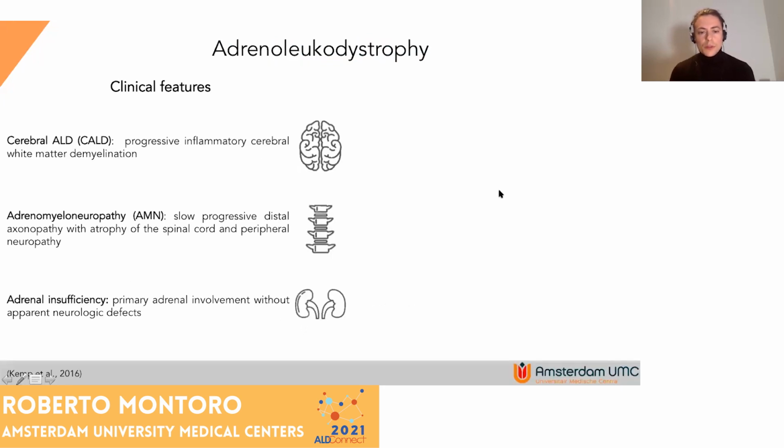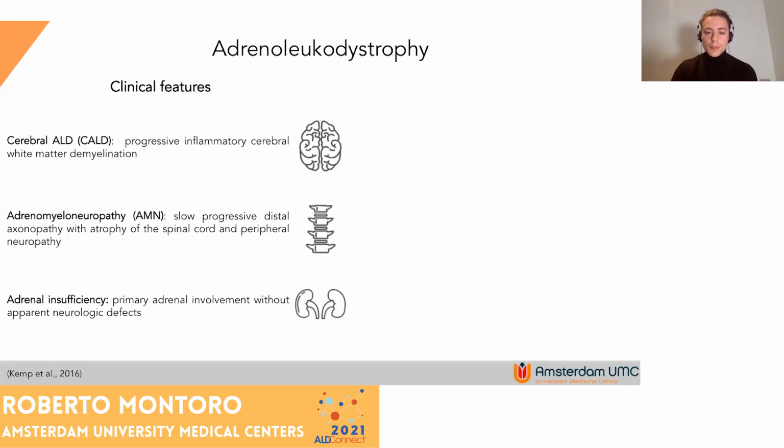As a brief introduction, adrenoleukodystrophy is a metabolic disorder with a spectrum of pathologies. The main tissues affected are the brain, spinal cord, and adrenal glands. When the brain is mainly affected, it is referred to as cerebral ALD, characterized by progressive inflammatory cerebral white matter demyelination. When the spinal cord is affected, it is referred to as adrenomyeloneuropathy, characterized by a slow progressive distal axonopathy with atrophy of the spinal cord and peripheral neuropathy. There can also be an affection of the adrenal glands, meaning a primary adrenal involvement.